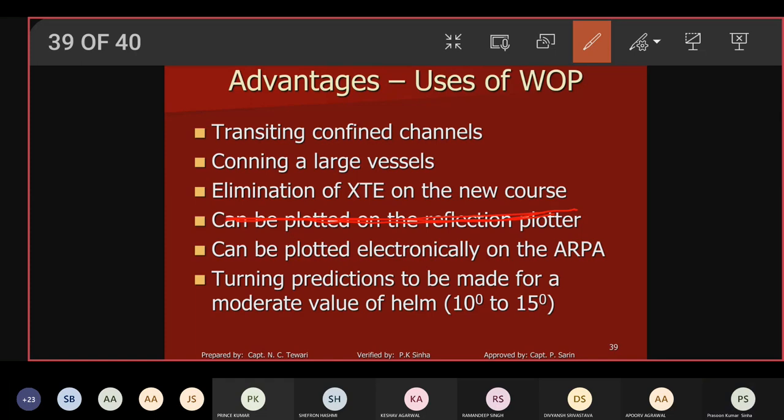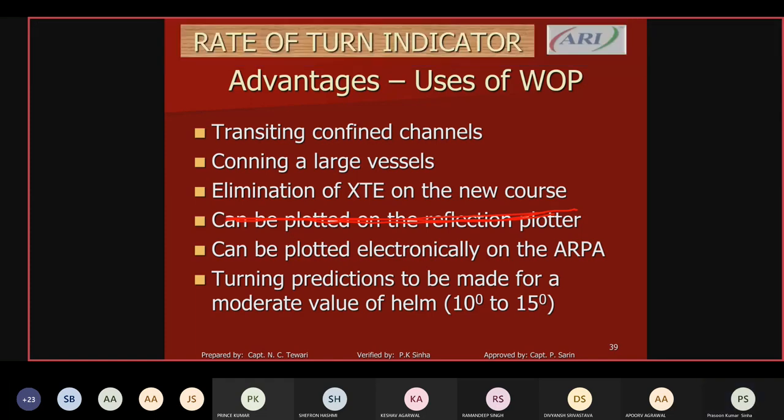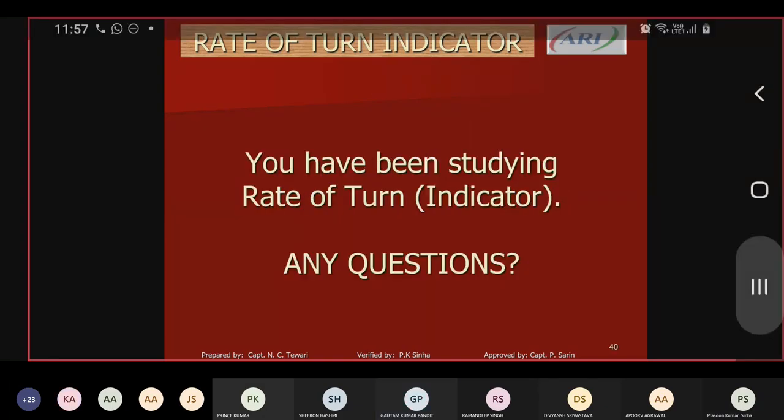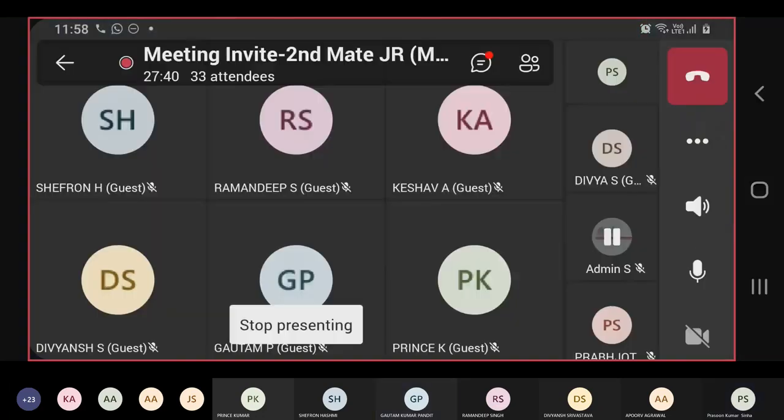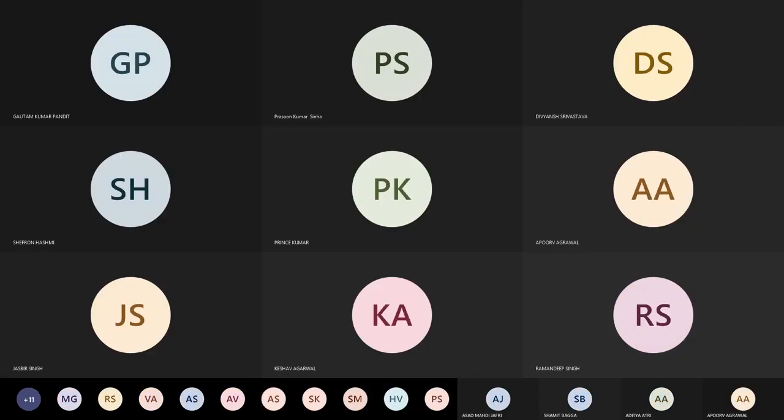Finished? Yes, sir. Okay. So coming back. Now, what are the topics that we have finished already? List out.